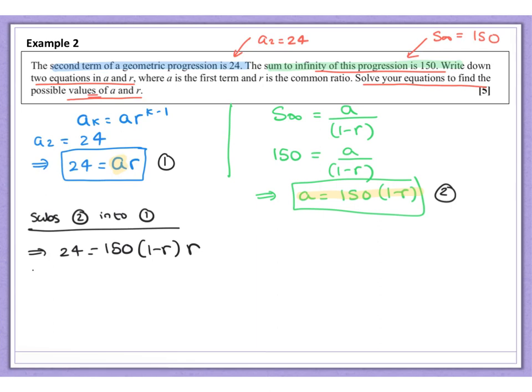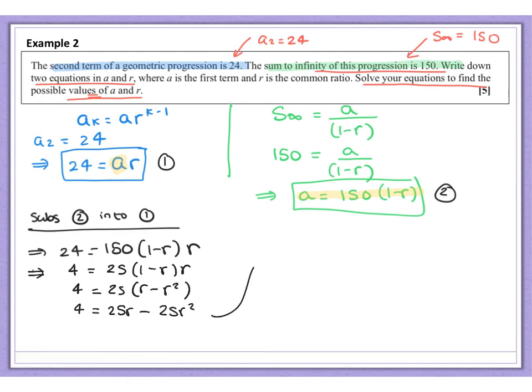Let's divide both sides by 6, which gives us 4 equals 25 times (1 minus r) times r, and let's keep simplifying. So that's 25r minus 25r squared. 4 equals 25r minus 25r squared. So we have this result here.